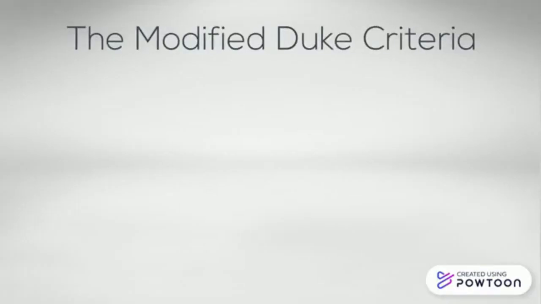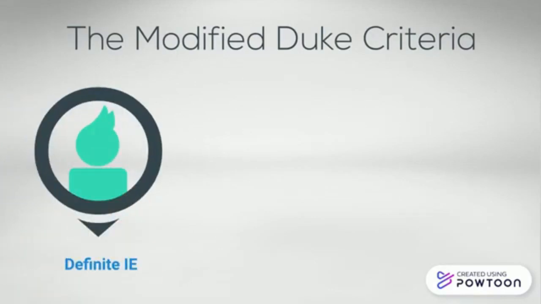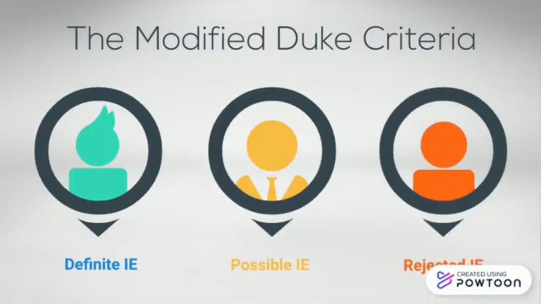So, based on the modified Duke criteria, we can classify the diagnosis into three categories. The first is definite infective endocarditis, which will be further explained after this. The second is possible infective endocarditis, and the third is rejected infective endocarditis.